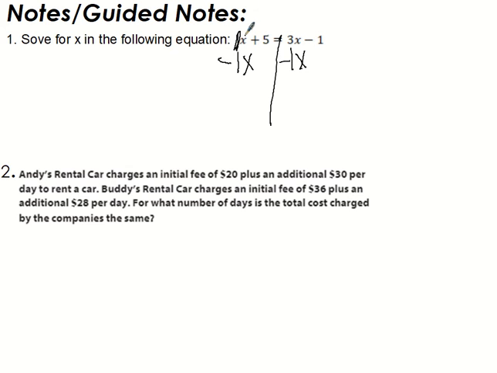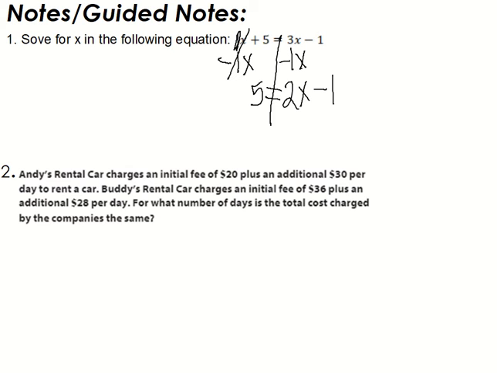So 1x take away 1x is 0. We're left with 5 on this side. And 3x take away 1x is 2x. And then we still have the minus 1 because we didn't do anything with it. Now, once we've combined those variables, you can see I have a two-step equation.